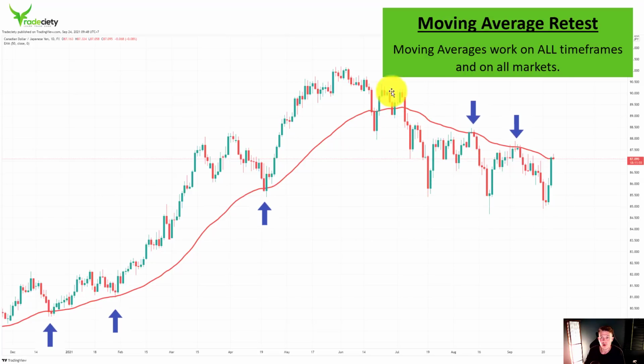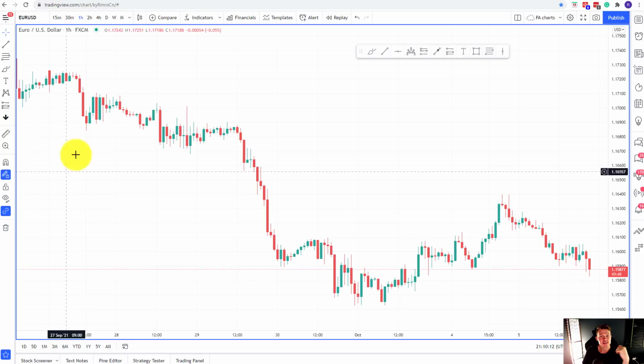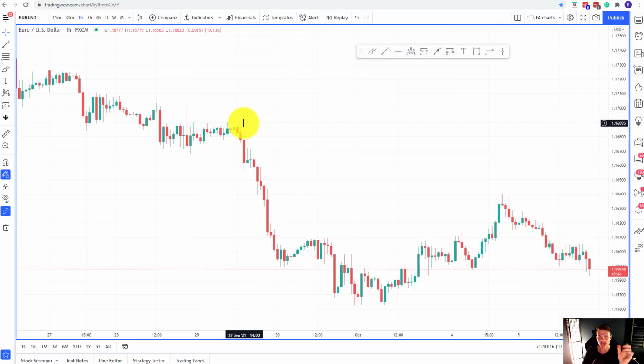So really an important tool to have. So before I sign off, I really want to show you how to use and how to find the indicators. And I use TradingView. And here it's very simple.